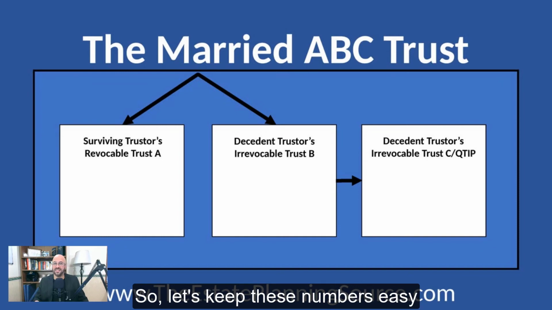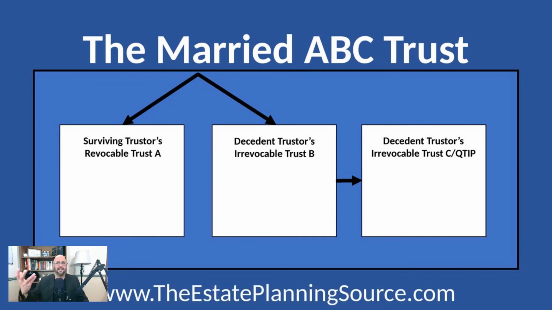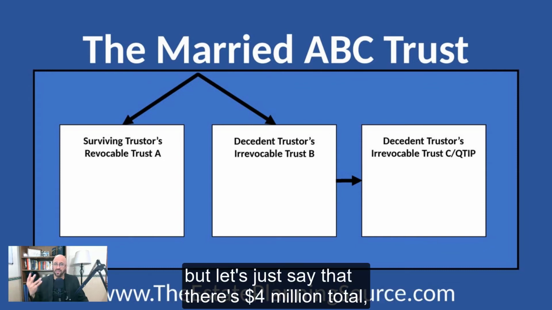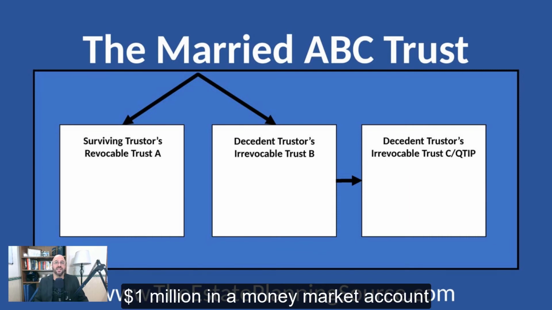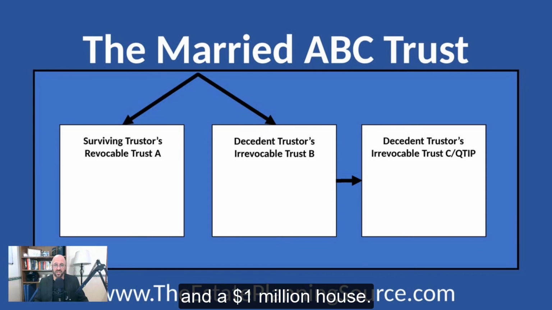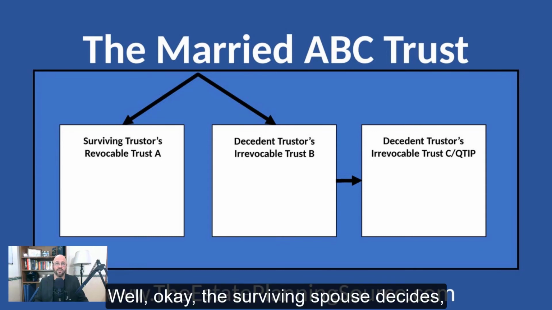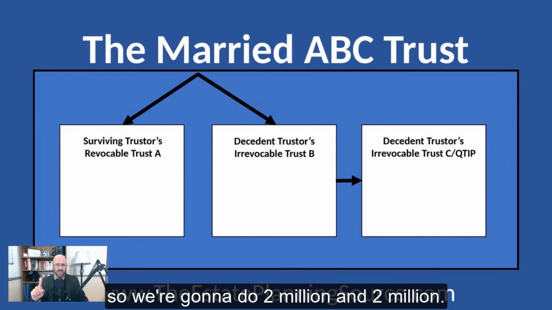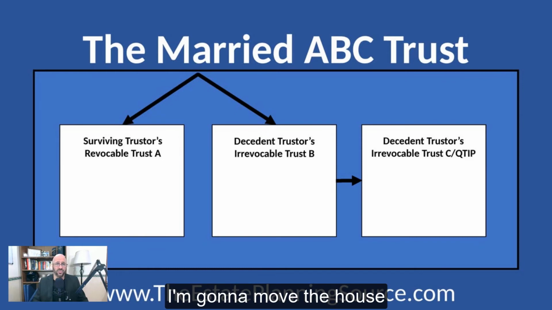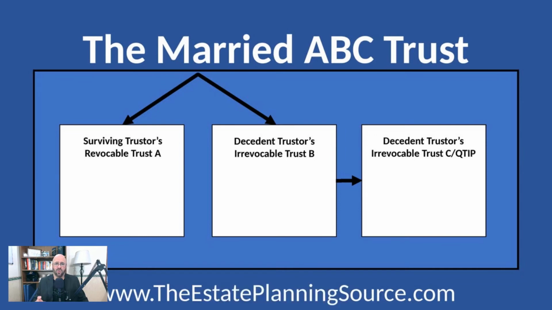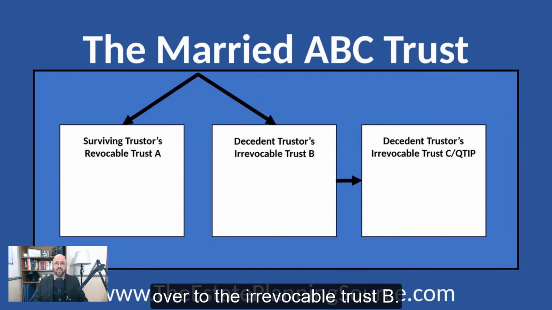So let's keep these numbers easy. And we're not going to talk about why, but let's just say that there's $4 million total. We're going to keep it very easy. $1 million in stock, $1 million in bank CDs, $1 million in a money market account, and a $1 million house. Well, okay, the surviving spouse decides, all right, so we're going to do $2 million and $2 million. I'm going to move the house and the money market over to the irrevocable trust B.